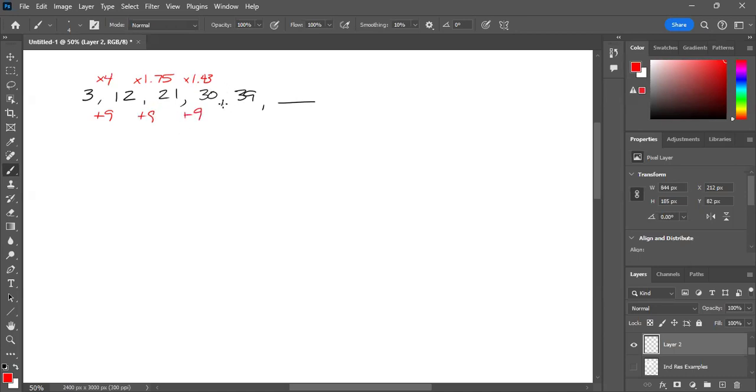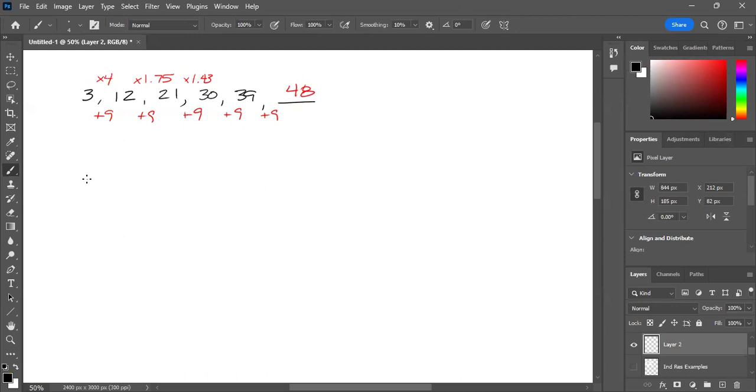However, if I add 9, I get the next one. If I add 9, I get the next one. So I probably need to add 9 again and go with the 48. Because notice, multiplying didn't give me the same change every time, but adding did. So that's the one I'm going to go with.